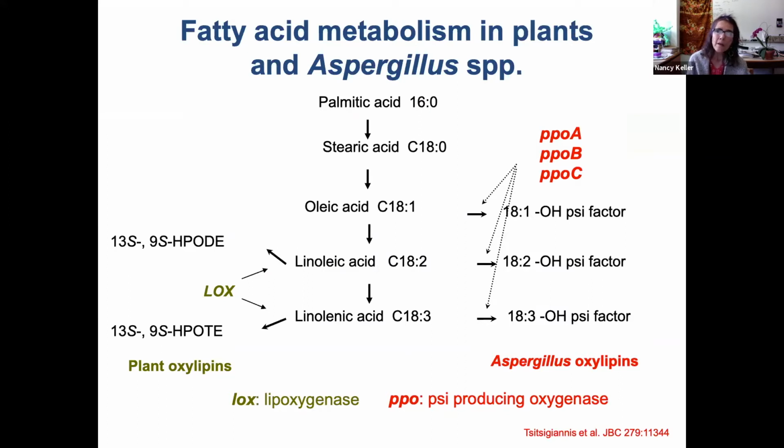So I knew that the plant enzymes that made these oxylipins were lipoxygenases. So I found in the genome of the fungus several oxygenases, called PPOs. My student, Dimitris Tsitsigiannis, was great in finding all of these, and we found out that they made these oxylipins in Aspergillus.